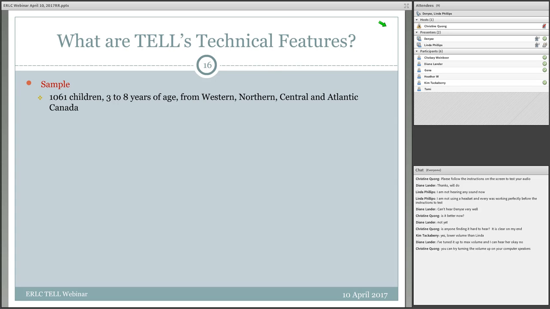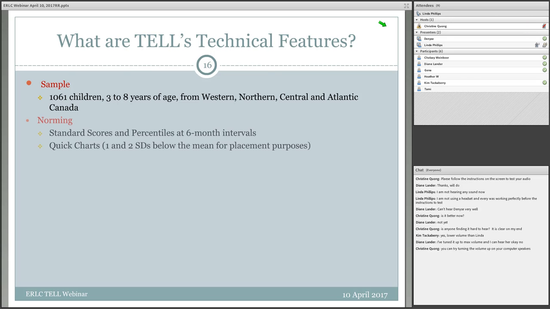So our comprehensive manual provides a very detailed description of all the technical features of TEL, but just to give you a brief overview, our sample included 1,061 children aged 3 to 8 inclusive from Western, Northern, Central and Atlantic Canada, with roughly equal numbers of children in each age category.